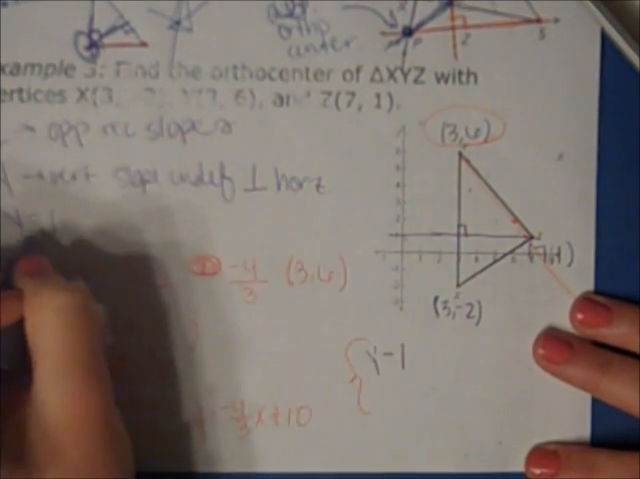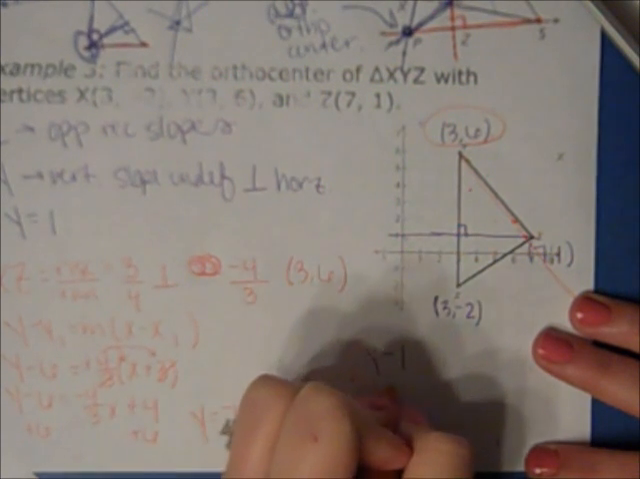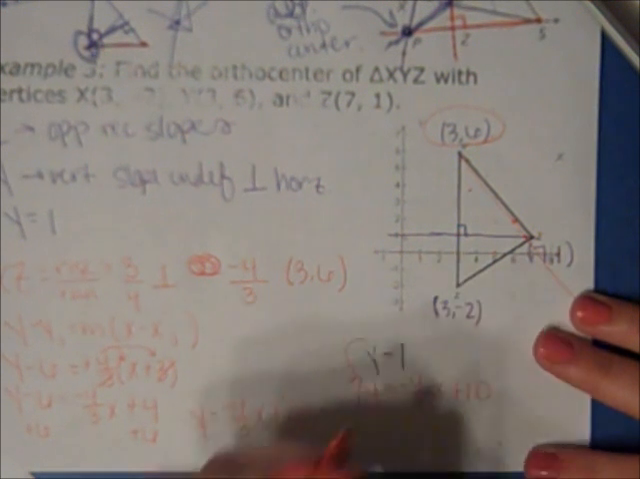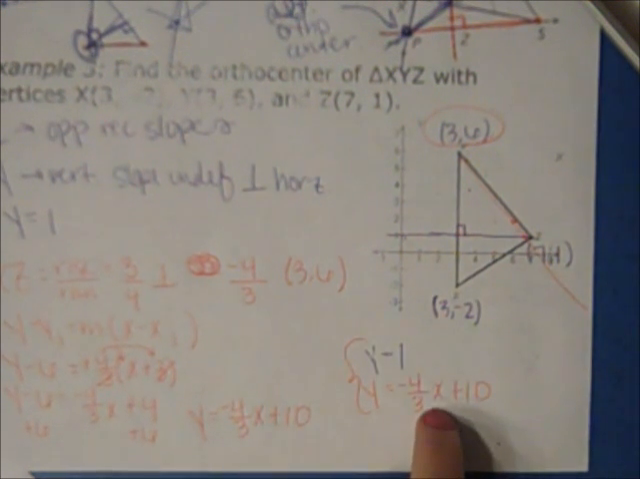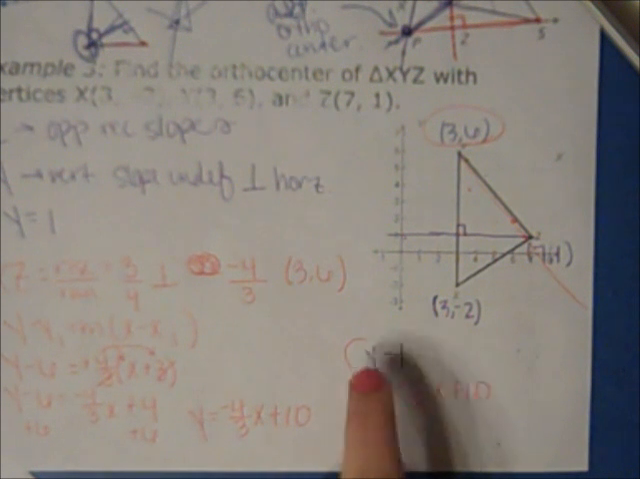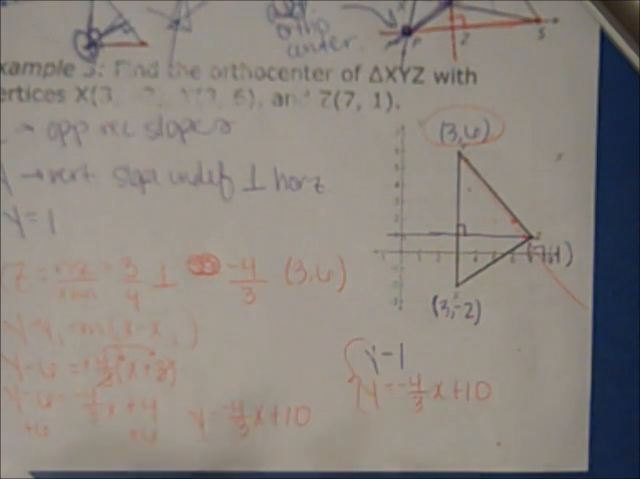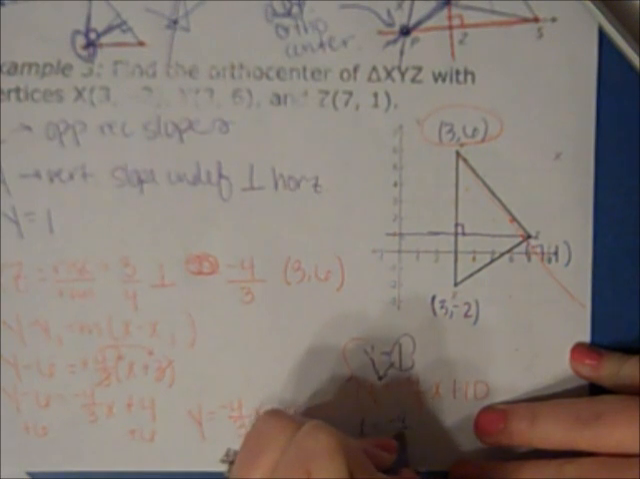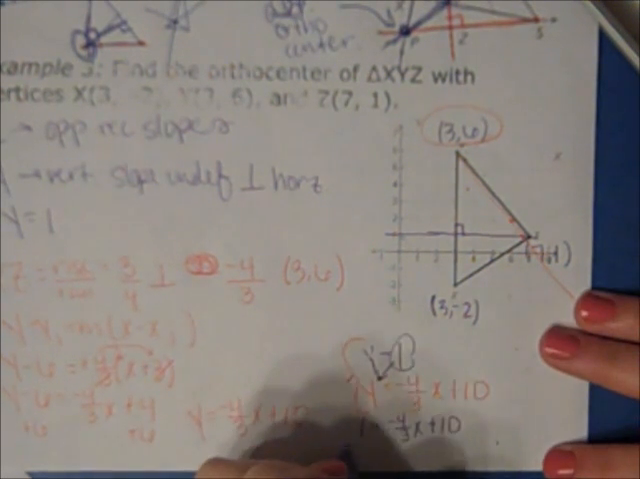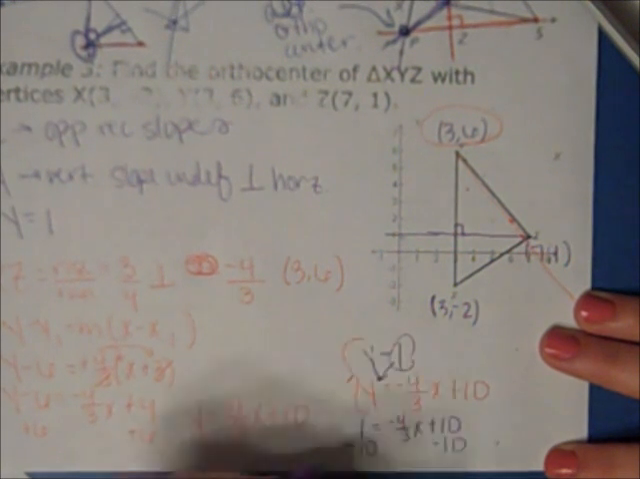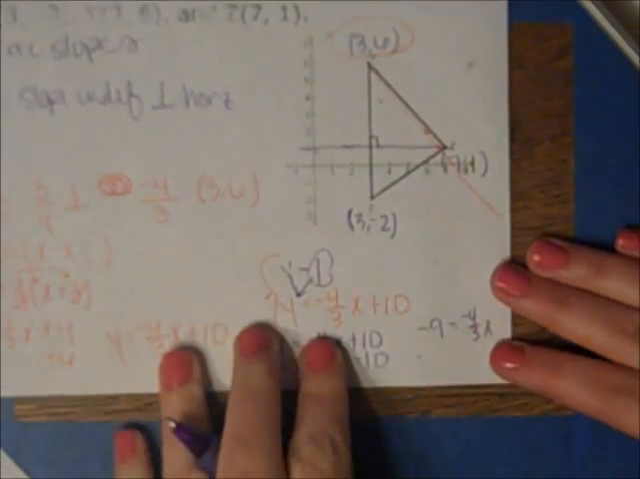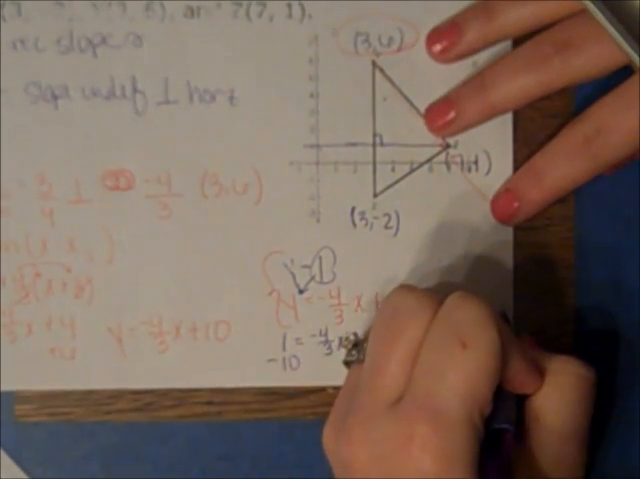y equals 1 from here, and y equals -4/3 x plus 10 from here. And I just need to solve these. So you could get out your calculator and you could do graphing, but it would even just be easier to do substitution. I'm just going to substitute 1 in for y in this equation. So 1 equals -4/3 x plus 10. Let's move the 10. -9 is equal to -4/3 x. Multiply by the reciprocal.